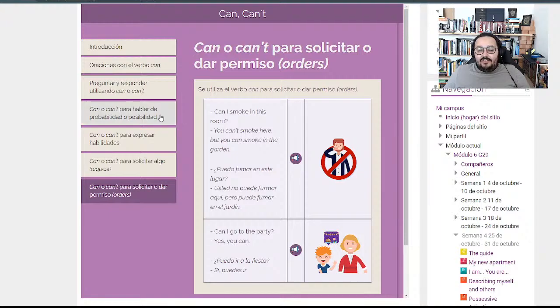Remember, this verb can is used to talk about possibility, an ability, to make a request, to ask for permission, or to give an order. El verbo can se utiliza para hablar de poder hacer algo, para hablar de una posibilidad, para hacer una solicitud, pedir permiso o dar una orden inclusive.